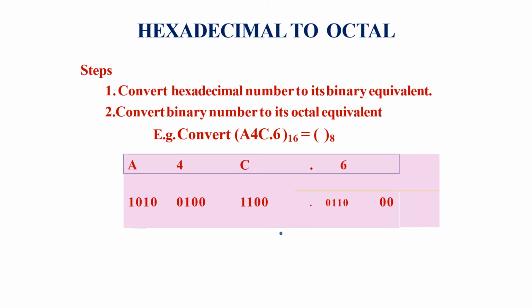So C is nothing but 1100, 4 is nothing but 0100, A is nothing but 1010. In a similar way, 6 is equivalent to 0110. So we have converted this given hexadecimal into binary. Now we are going to convert this binary into the equivalent octal.